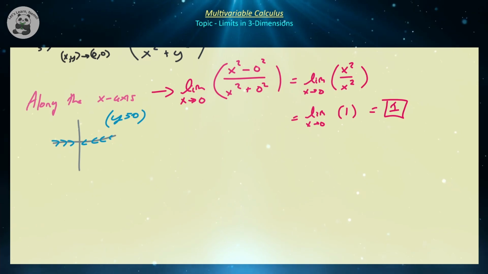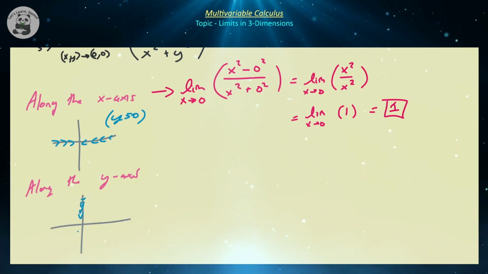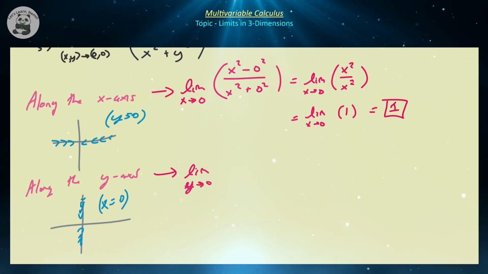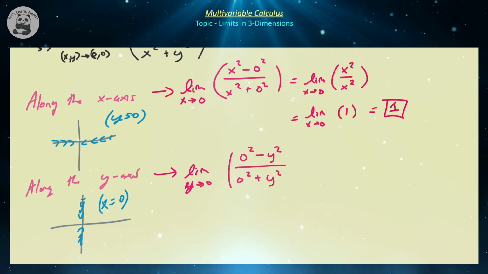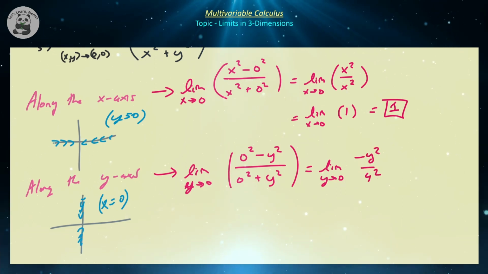So let's choose another direction, along the y-axis. If we approach this point along the y-axis, for example from the top and from the bottom, then x must be equal to 0. So we're going to have the limit as y goes to 0 of (0 squared minus y squared) all over (0 squared plus y squared). Zeros don't contribute anything as usual, but don't forget there's a negative sign, so the limit as y approaches 0 of minus y squared over y squared. The y squareds cancel, still a removable discontinuity, so we have the limit as y approaches 0 of minus 1.